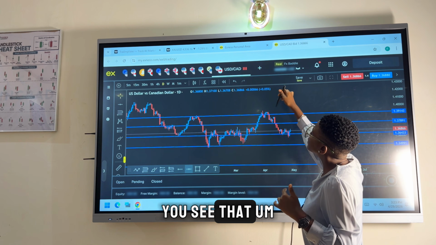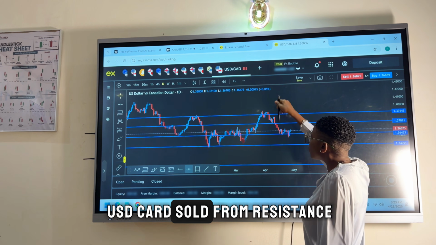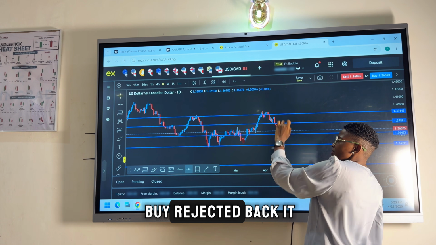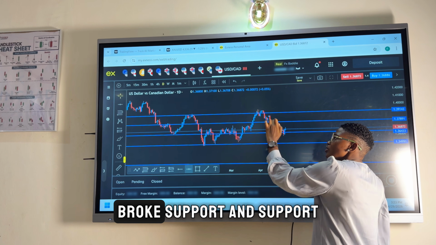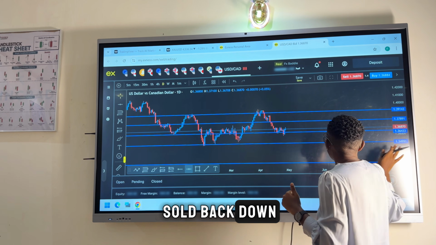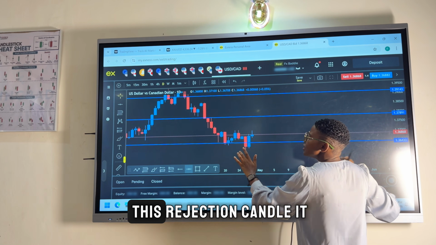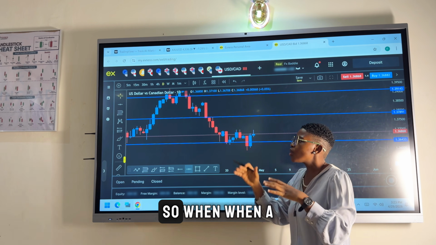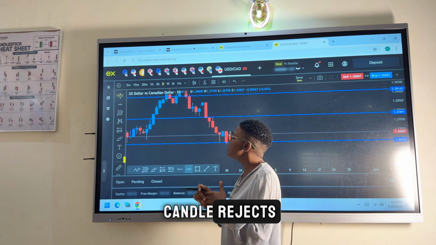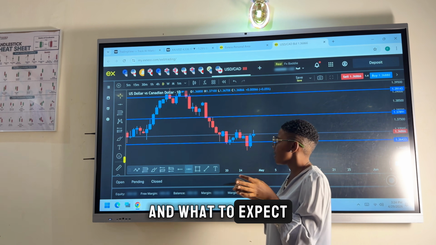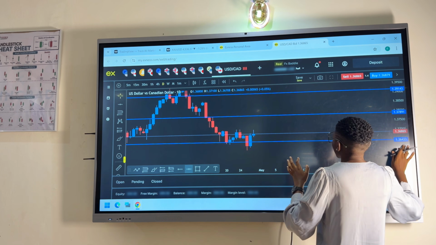Still, you see that USD CAD sold from resistance. When it got to support, it tried to buy, rejected back, it broke support and support became resistance. Then it sold back down. Same thing, you see this rejection candle. It rejected upwards, right? So when a candle rejects, it just tells you how the next candle might form and what to expect from the market.